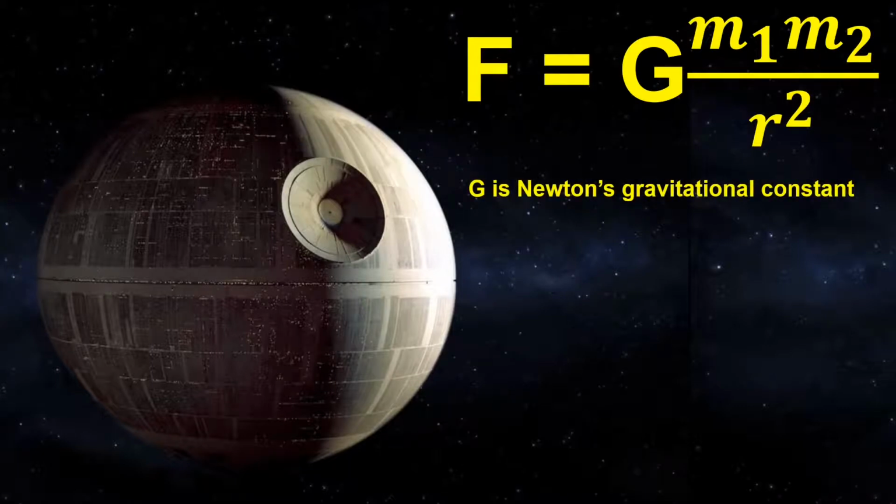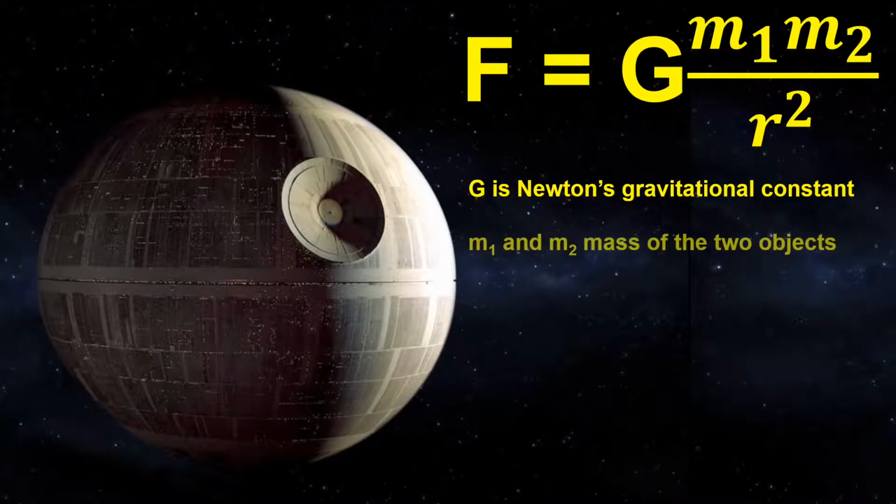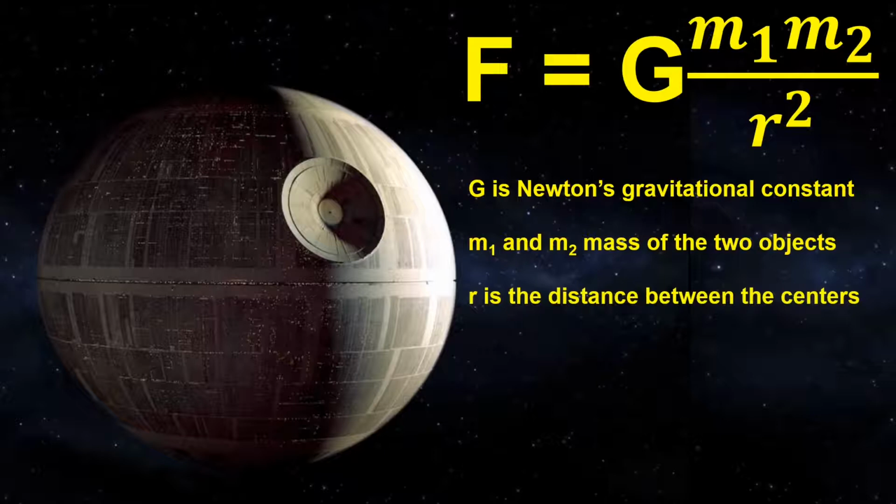To calculate force, you need to know G, Newton's gravitational constant. Back in the 1600s, Newton didn't know the exact value of his gravitational constant, but he was able to estimate it within 10% of the most recent value published in 2018. Additionally, you need to know the mass of the two objects, and you need to know the distance between the center of those two objects. Not necessarily the distance between the two object surfaces, but the distance between the two object centers.